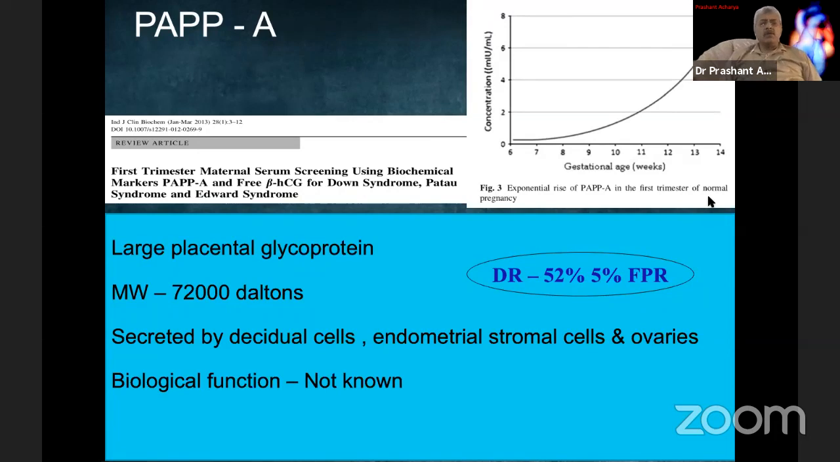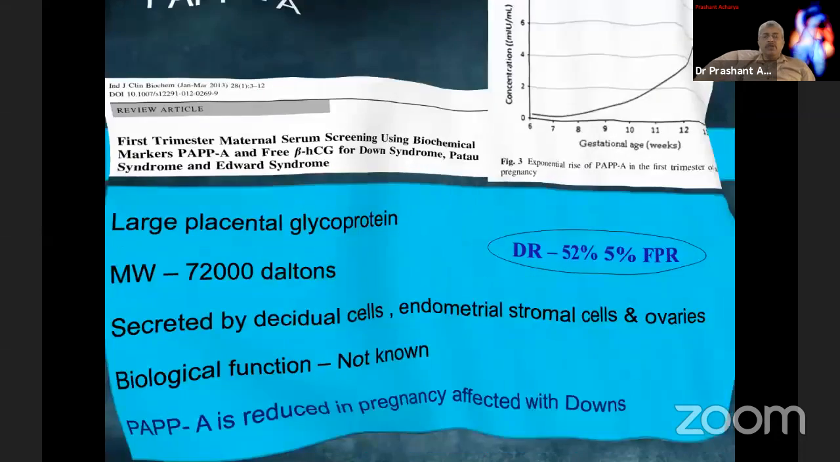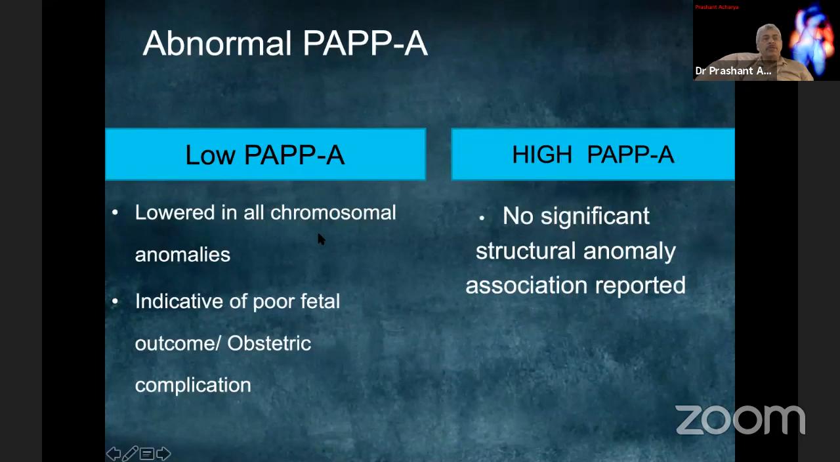But let us understand what pregnancy associated plasma protein A is, and what's the importance of each marker. PAPP-A is a large glycoprotein, and if you use it alone, it has a detection rate of only 52% with a high false positive rate, but it is reduced to 0.2 MoM with Down syndrome. You need to understand that low PAPP-A will be associated with all chromosomal anomalies, and it indicates poor fetal outcome and probably obstetric complications.